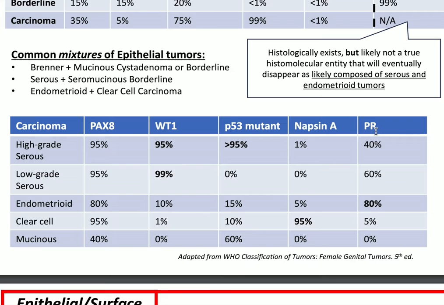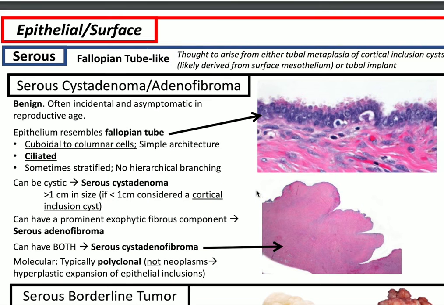And here's another chart on stains for various epithelial ovarian tumors for your reference, but I want to highlight for high-grade serous, greater than 95% has P53 mutation. Low-grade serous, greater than 99% have WT1, but basically none have P53 mutation. Endometrioid, around 80% have PR. Clear cell, 95% have napsin A. And mucinous, 60% have P53, so that's where you want to rely on histology as well to make sure it's not a high-grade serous. Let's talk about epithelial surface tumors more in depth.